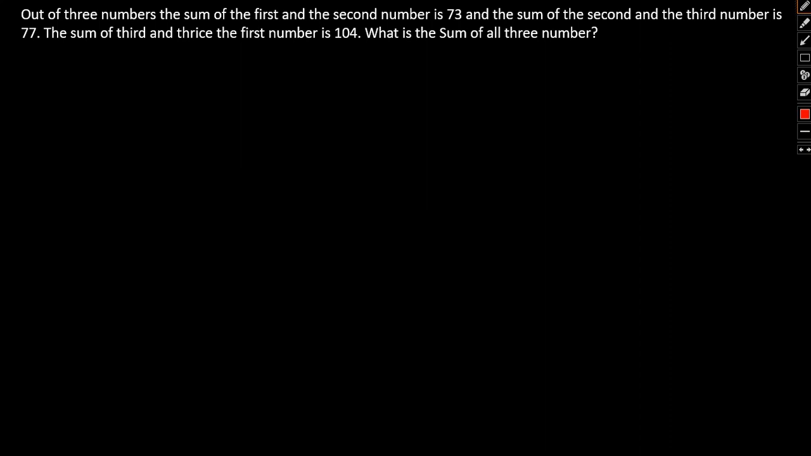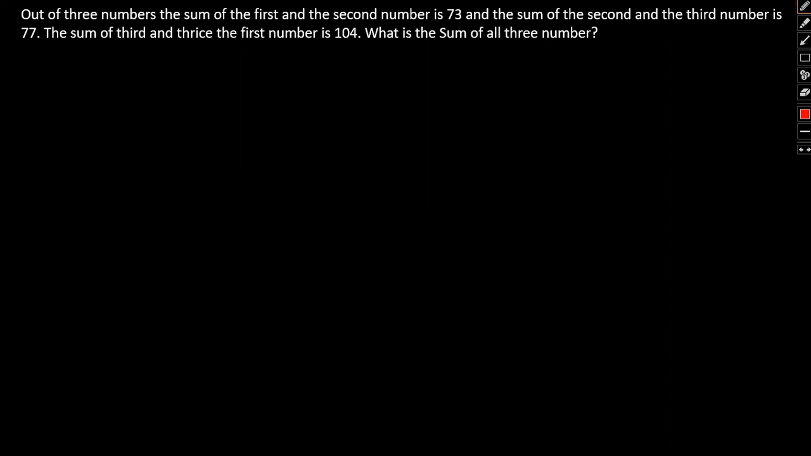Out of the three numbers, the sum of the first and the second number is 73. The sum of the second and the third number is 77. The sum of the third and thrice the first number is 104. Find the sum of all three numbers.